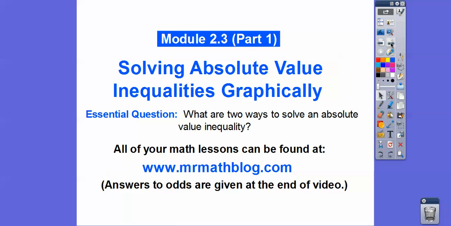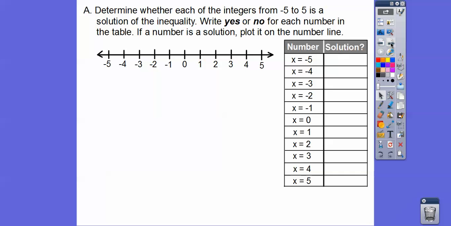So here's our question. What are two ways to solve an absolute value inequality? Today we're going to do just one of them. We're going to graph them. Determine whether each of the integers from -5 to +5 is a solution of the inequality, and then just write yes or no for each number in the table. If the number is a solution, we're going to plot that point on the line.